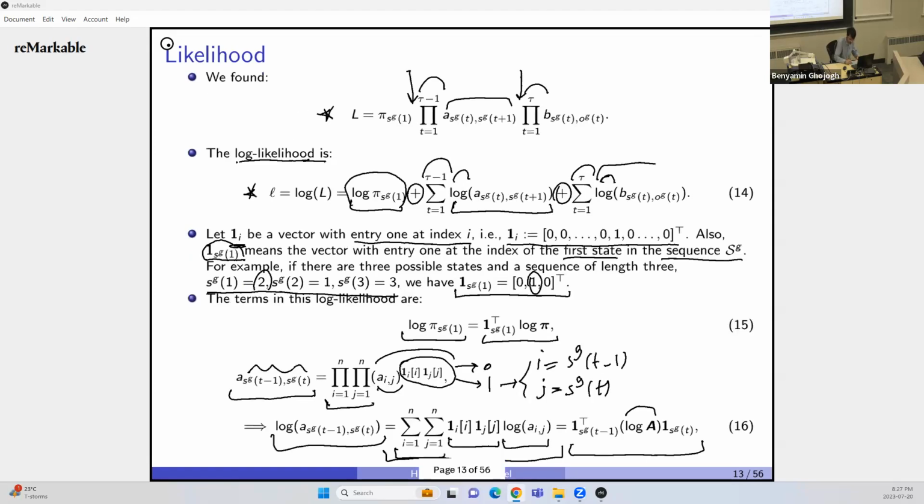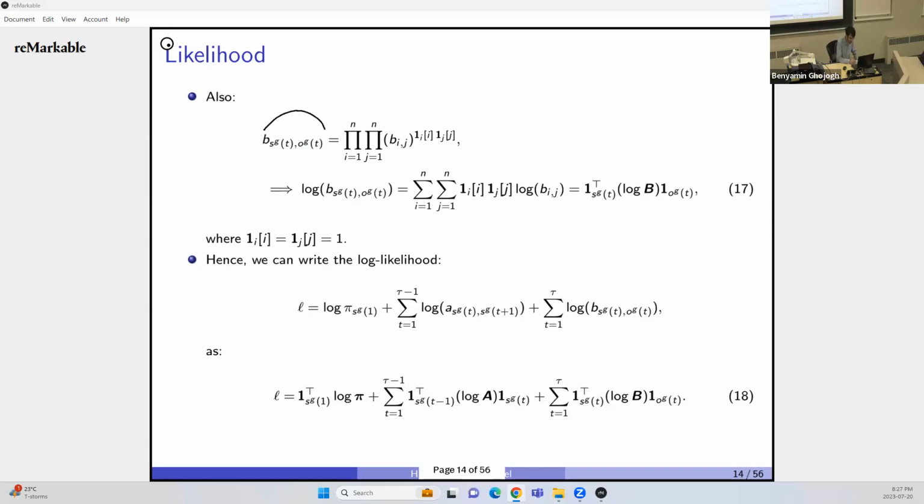Okay, now the last term. This is the last term that we had. So b_SG OGT, again, similarly with the same explanation that we talked about, we can write it in this way. It's the logarithm which we have in the third term. Again, similar to before, the logarithm of a product becomes a summation of logarithms, and then I can write it as 1_SGT transpose log of matrix B times 1_OGT. So I wrote them in matrix form and vector form. Hence, the log likelihood that we had.